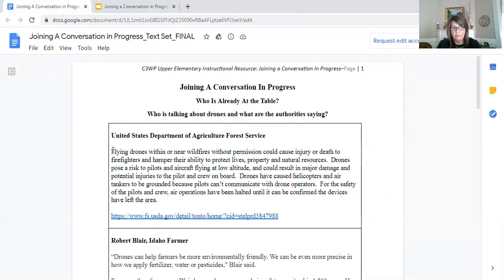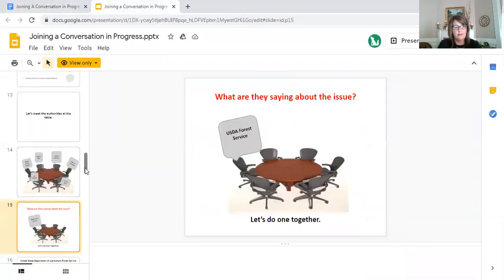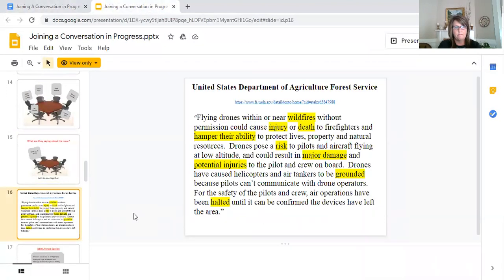So read this to yourself, the statement from the U.S. Department of Agriculture Forest Service. And I have it on this slide. This is what they're saying.